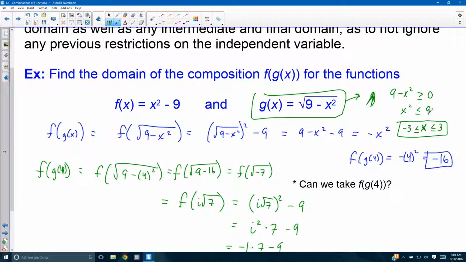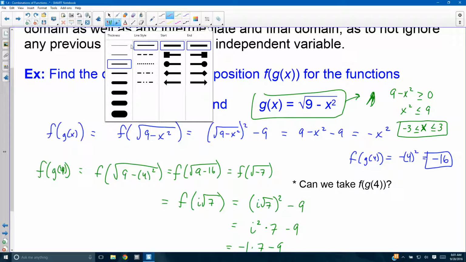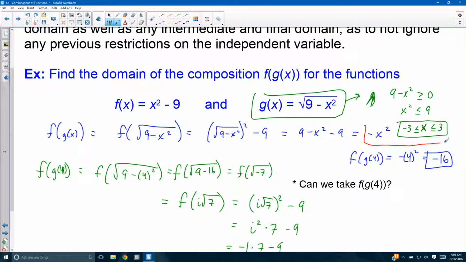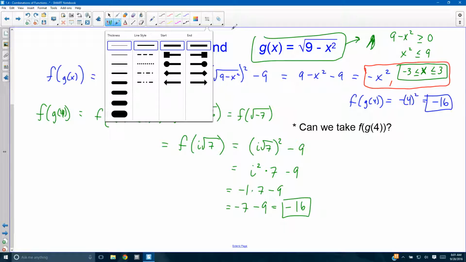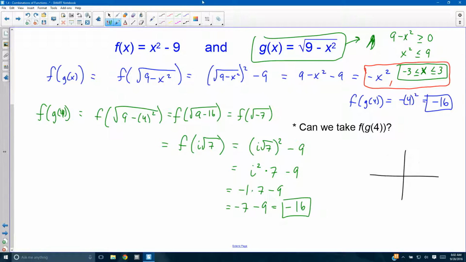Now, this is the domain that must be applied the entire way through, even when I got to this negative x squared right here, when I found f of g of x is negative x squared only for this case. So the graph of this guy, just a very quick one, would just look like this right here. It wouldn't go down forever. It only goes down when x is between negative 3 and positive 3. And that's the final result.